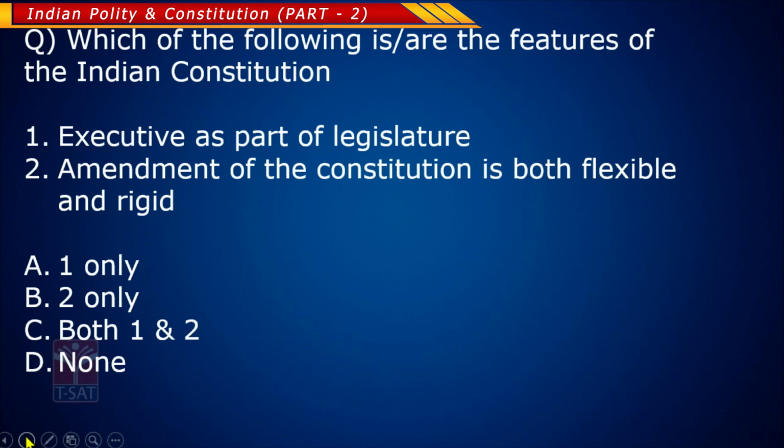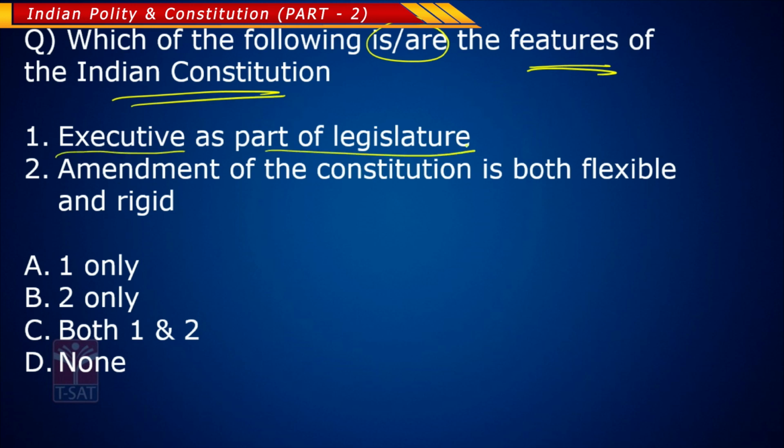Very, very important. Which of the following is or are the features of the Indian Constitution? Salient feature: executive as part of the legislature. Whenever he is talking about executive as part of the legislature, you should imagine political executive. Executives are divided into two types.